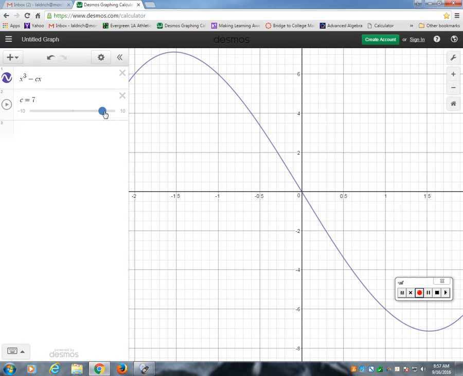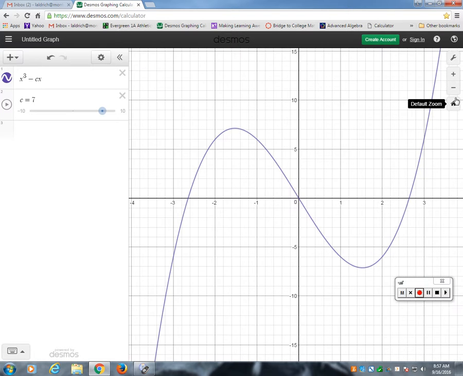You're just making the amplitude bigger. Sort of. It's not a trig function, so technically it doesn't have an amplitude, because if I zoom out a little bit, it goes forever this way and forever that way. But yeah, you're right. These two humps are getting taller or smaller depending on the value.